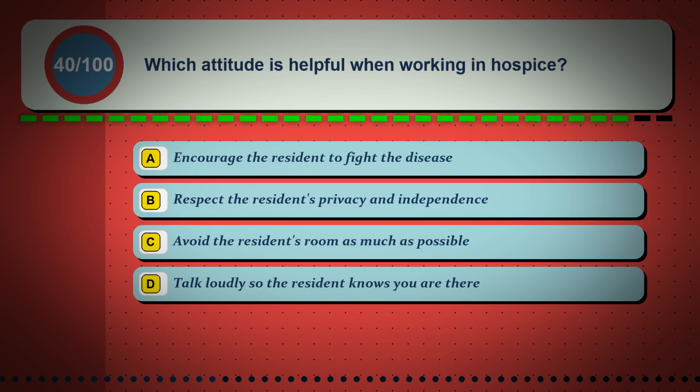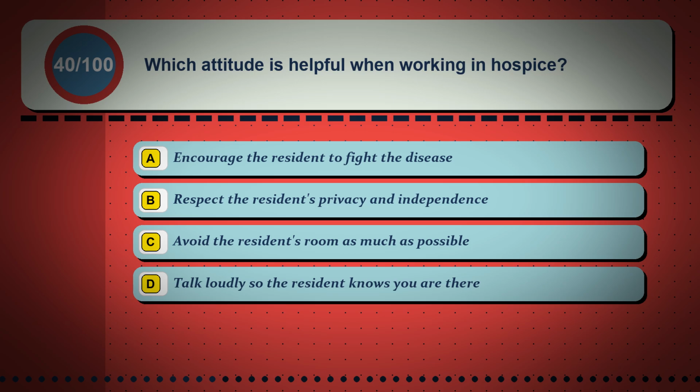Question 40. Which attitude is helpful when working in hospice? Option A, encourage the resident to fight the disease. Option B, respect the resident's privacy and independence. Option C, avoid the resident's room as much as possible. Option D, talk loudly so the resident knows you are there.